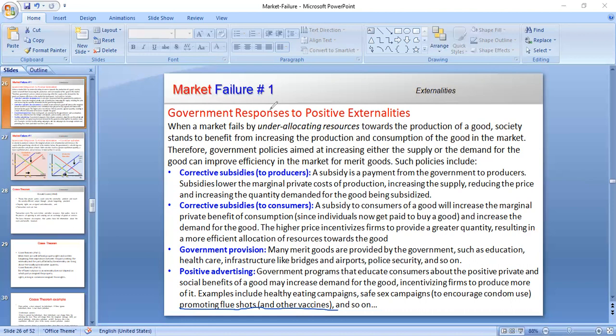All right. So that's how the government can respond to positive externalities, whether in production or consumption. It can provide corrective subsidies to producers or to consumers. It can also provide these goods.